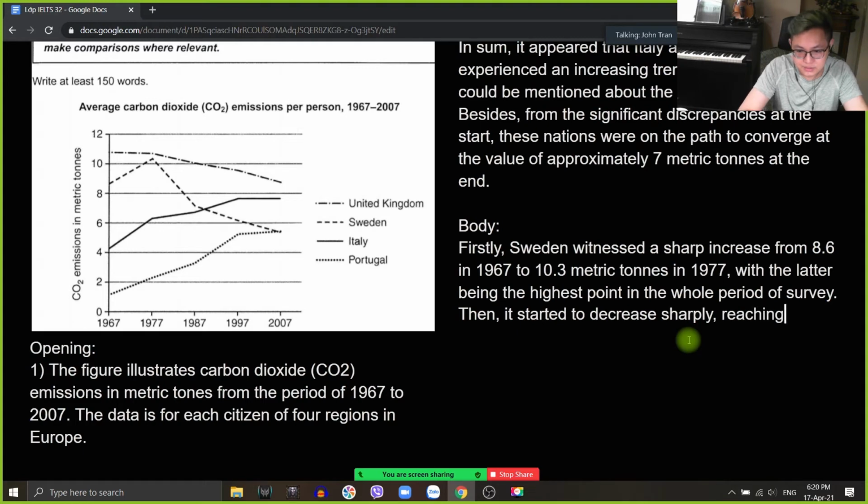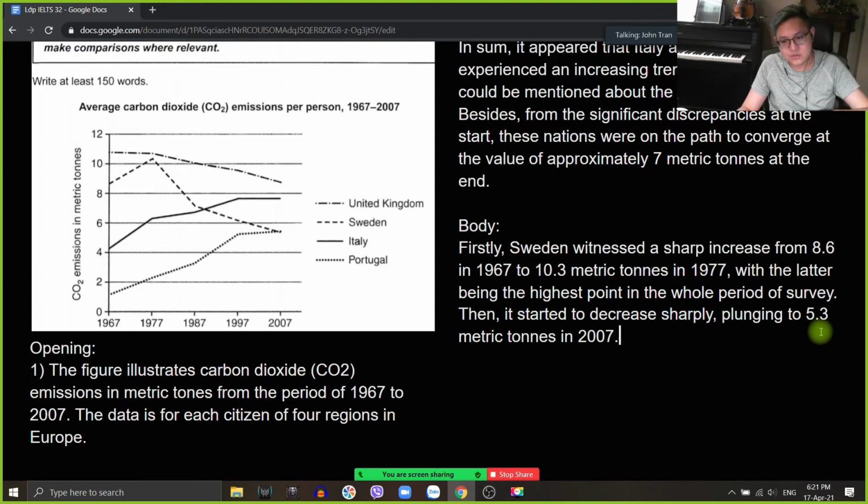Và đạt được đến and reaching. Có thể nói là nó ngụp lặn, nó lặn xuống, plunging to about 5.3. Start plunging to 5.3 metric tons in 2007. Và sau đó nó bắt đầu giảm mạnh luôn á. Nó ngụp lặn xuống cái con số là 5.3 vào năm 2007.